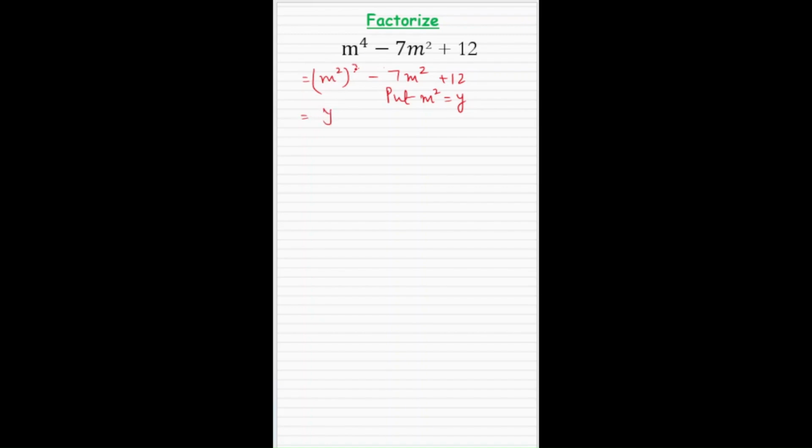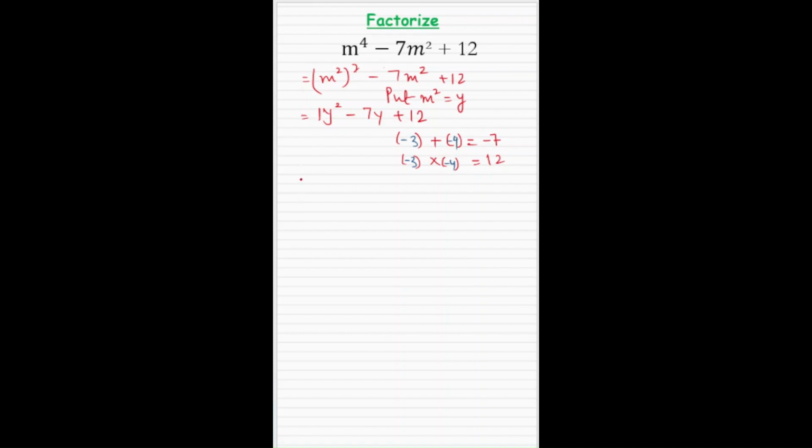So it becomes y^2 minus 7y plus 12. Now this is just a trinomial and I can use the middle term splitting method. I am looking for two numbers which when added give me the middle term, minus 7, and which when multiplied give me the product of 12 and 1, that is 12. Clearly, the numbers are minus 3 and minus 4, because minus 3 times minus 4 is 12, and minus 3 added to minus 4 gives me minus 7.